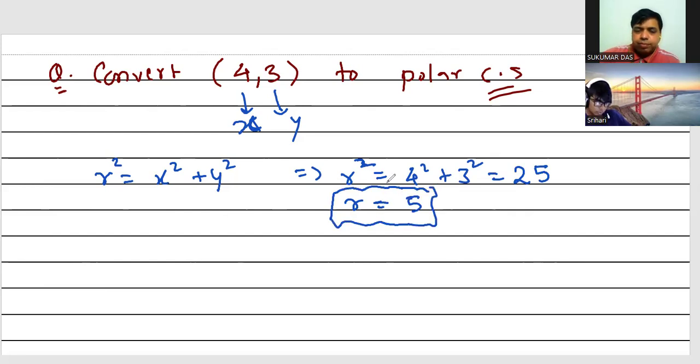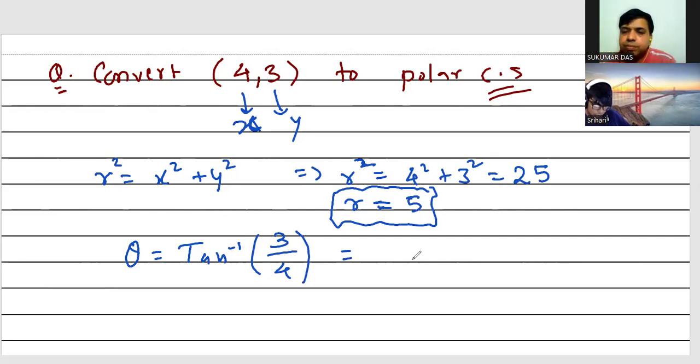So now we have to calculate theta. Theta is inverse tan. First it will be y and then it will be x. Remember, don't do the opposite. So tan inverse 3 over 4. Would you put that in the calculator? Tell me what you are getting.